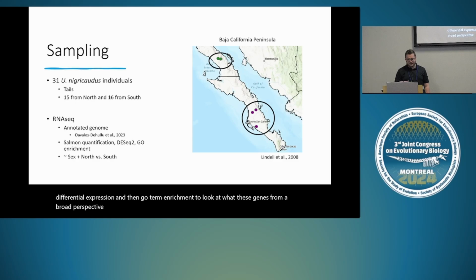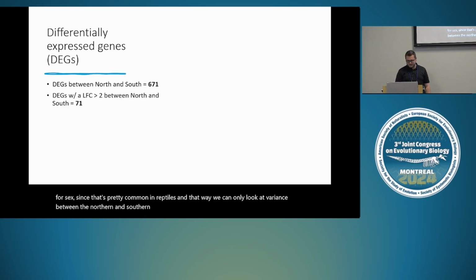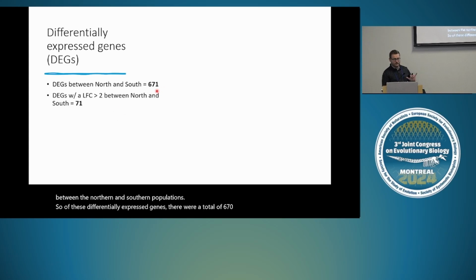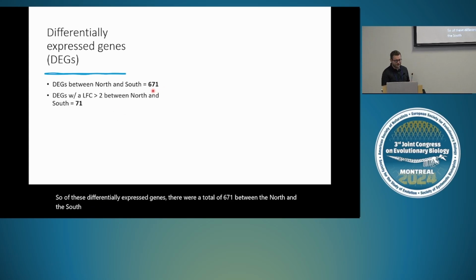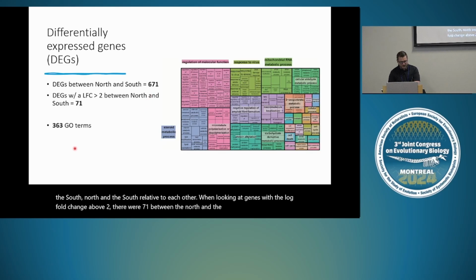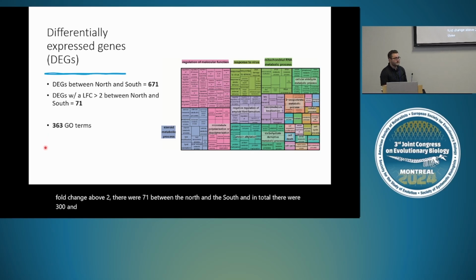For the statistical design of the differential expression, we controlled for sex, since that's pretty common in reptiles, so that we can only look at variance between the northern and southern populations. Of these differentially expressed genes, there were a total of 671 between the north and the south relative to each other. When looking at genes with a log fold change above 2, there were 71 between the north and the south. And in total, there were 363 GO terms that these genes were associated with.